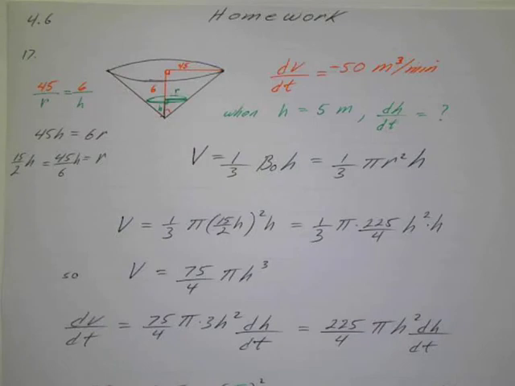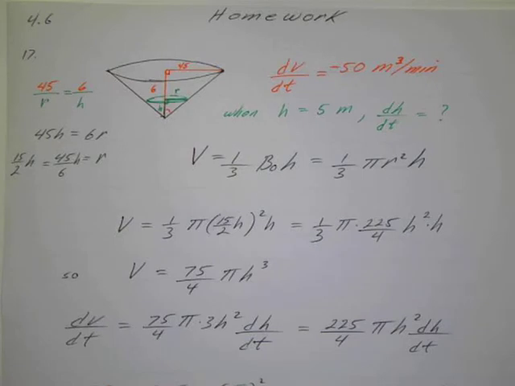Okay, this is section 4.6, number 17. Draining a conical reservoir. Water is flowing out at the rate of 50 cubic meters from a conical reservoir, vertex down, of base radius 45 meters and height 6 meters. How fast is the water level falling when the water is 6 meters deep? And how fast is the radius of the water surface changing at that moment?